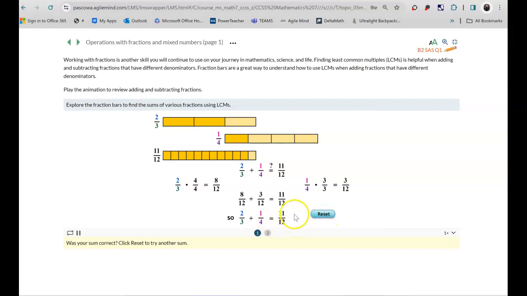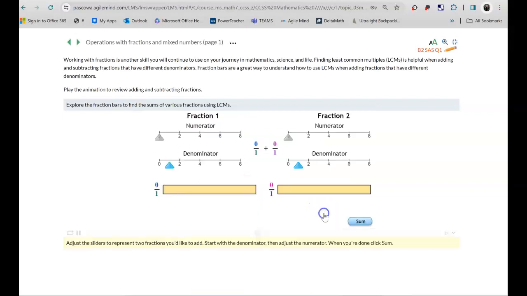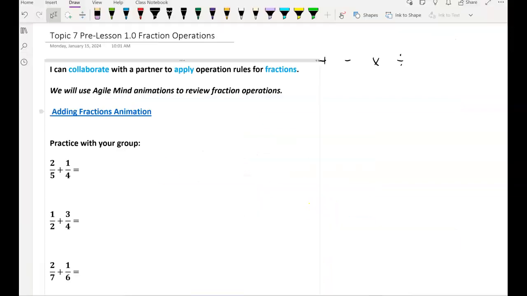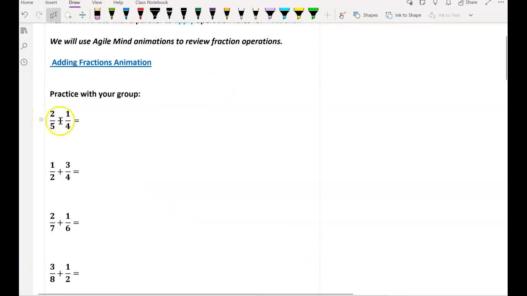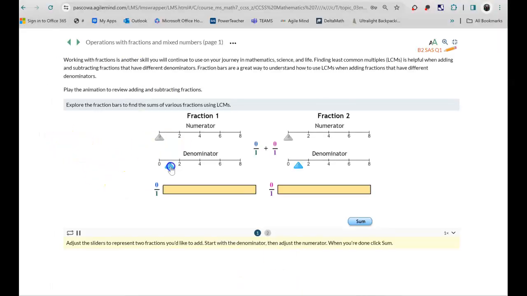How great is that? Now I'll reset that, and I want you, either by yourself or with your partner, to go ahead and work through these. Our first one is 2/5 plus 1/4. So I'm going to go back, 2/5, 1/4. Remember that. I've got to do my denominator first. It was 2/5, so I've got to move my denominator to 5. And I move this to 2, so that's 2/5. And I believe it was 1/4, right? So 1/4, and move that to 1. And so 2/5 plus 1/4.